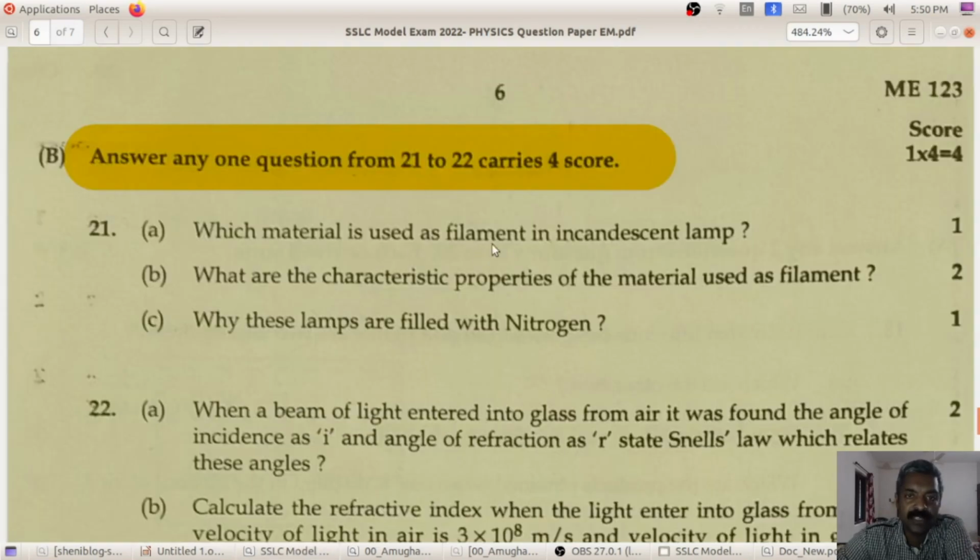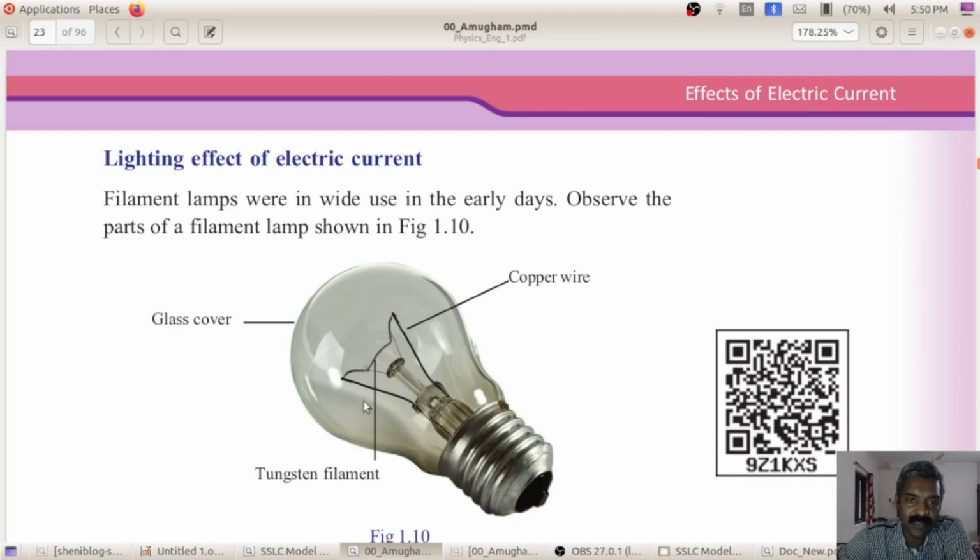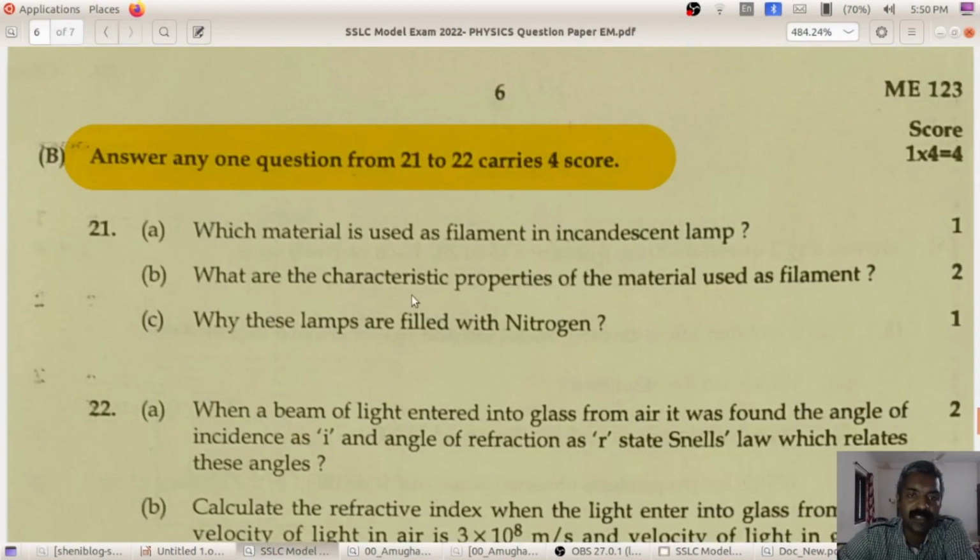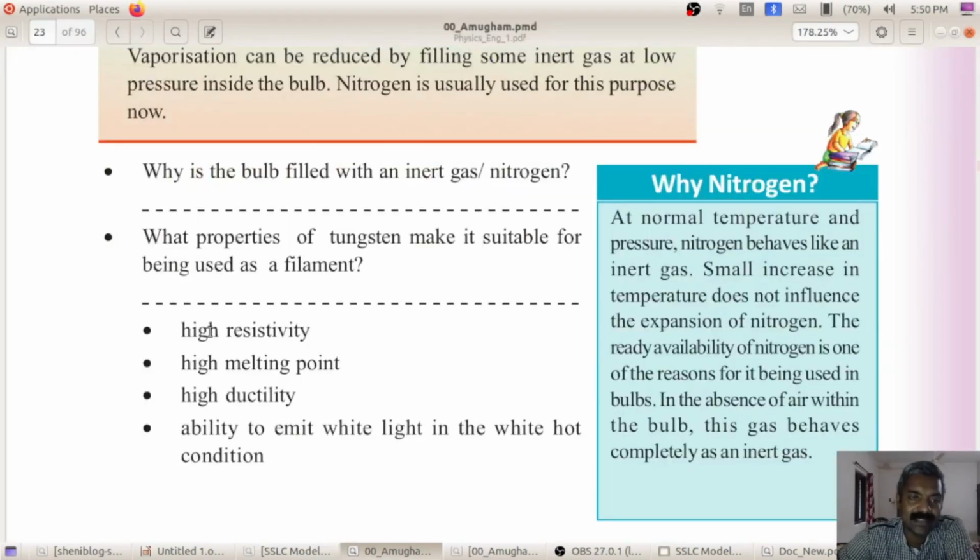Which material is used as filament in an incandescent lamp? This is an incandescent lamp. Here the filament is tungsten. What are the characteristic properties of the material used as filament? The filament has high resistivity, high melting point, high ductility, and the ability to emit white light in the white hot condition.